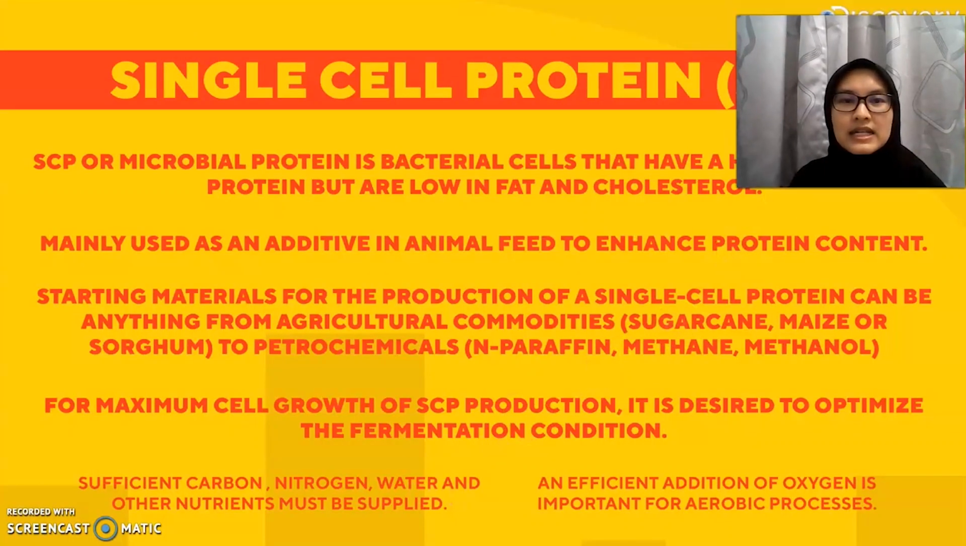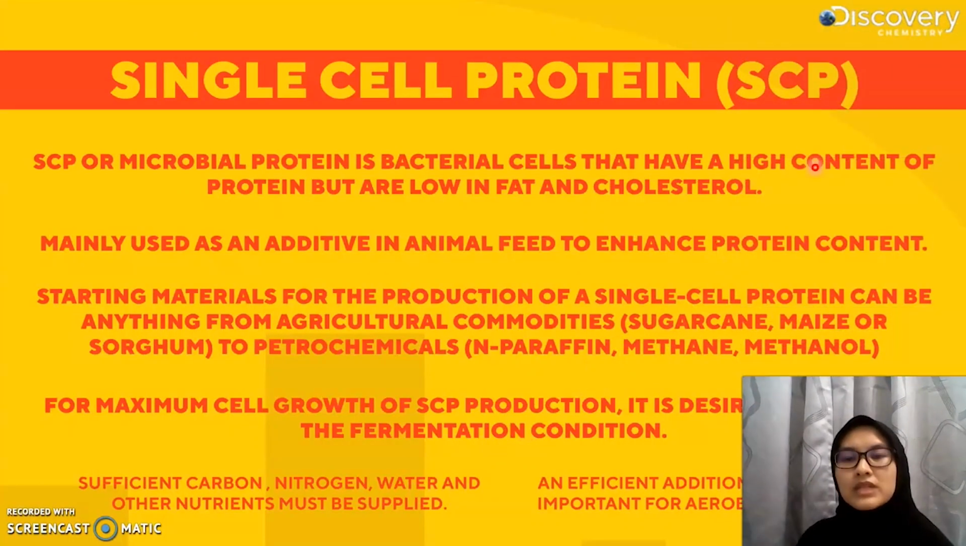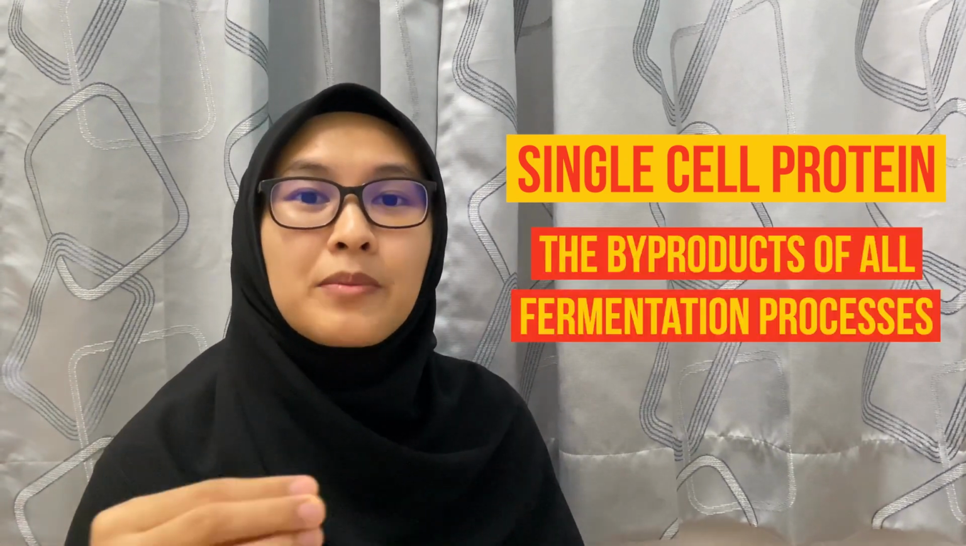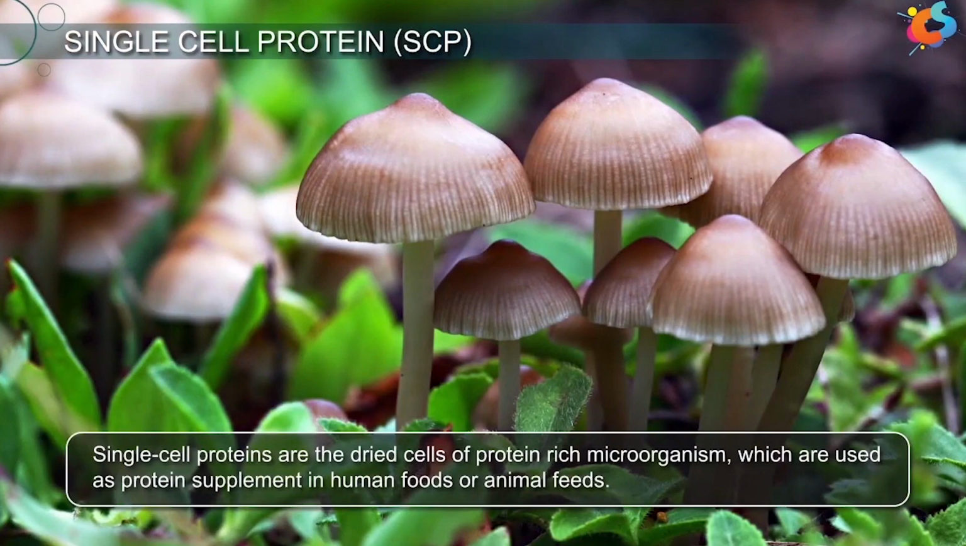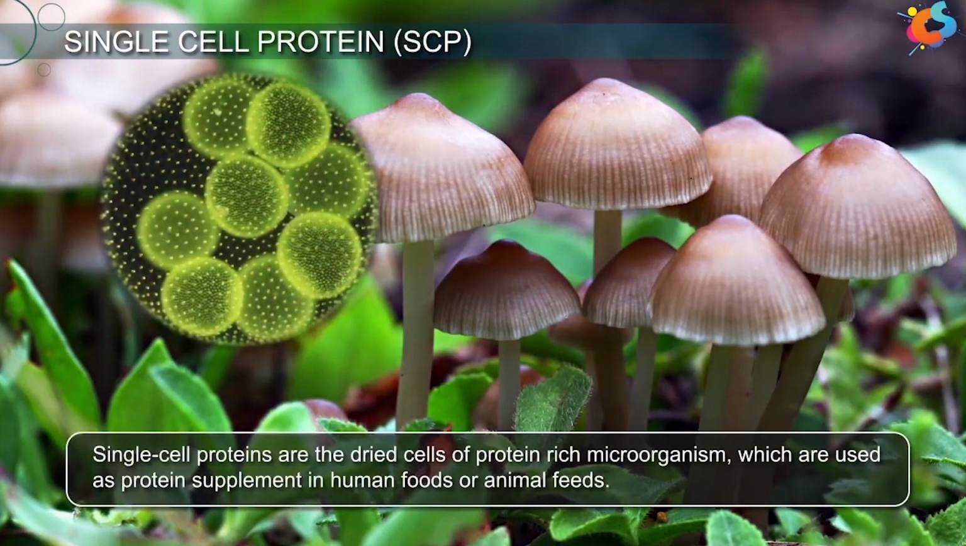Next, single cell protein. Single cell protein or microbial protein is bacterial cells that have a high content of protein but are low in fat and cholesterol. That is why the name is single cell protein. Actually, single cell protein is the byproduct of all fermentation processes. Single cell protein is mainly used as an additive in animal feed to enhance protein content.